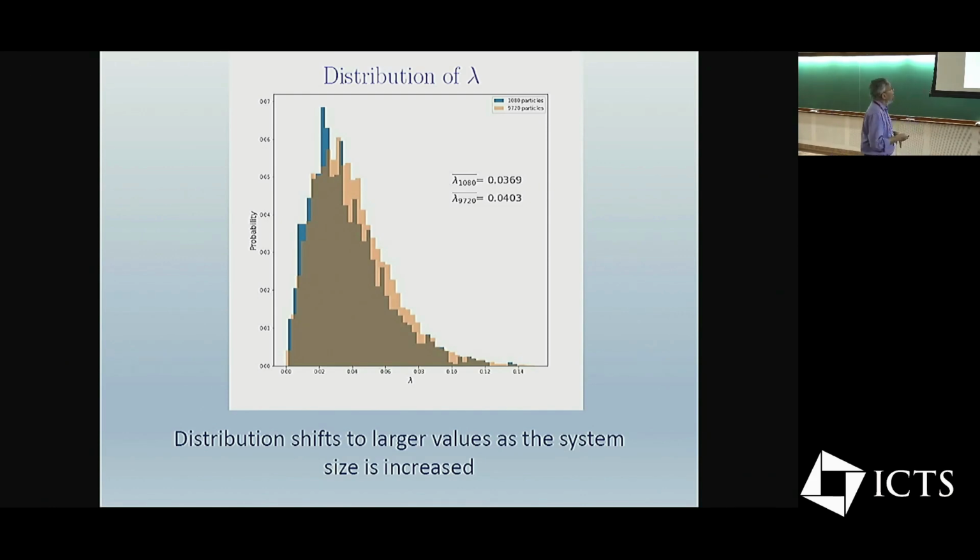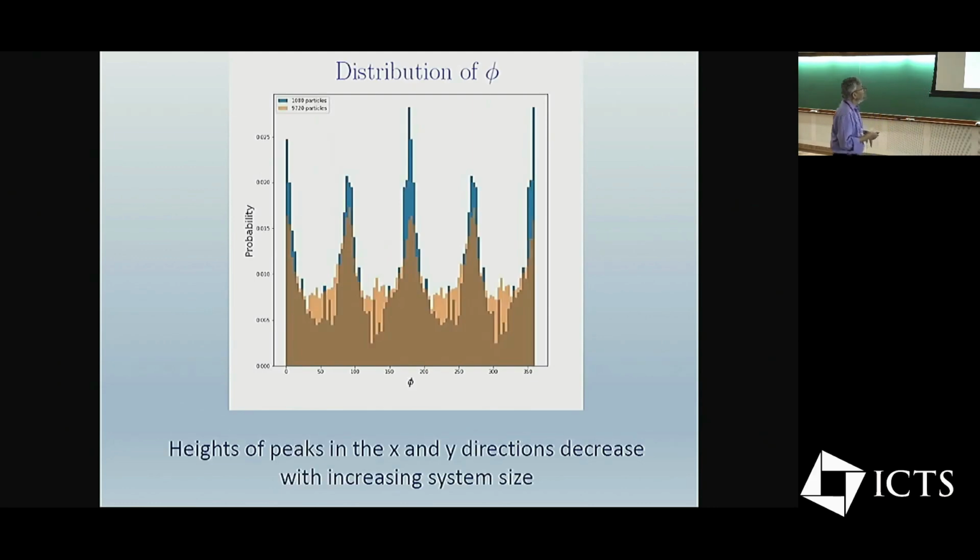But the distribution of the angles looks somewhat different. Again, in the two system sizes, the blue one is for the smaller system size, and this brown one is for the bigger system size. And there is certainly, these peaks are decreasing as you go to bigger and bigger systems. So if this preferred direction is tied to the sample, the boundary conditions that you have used for the sample, then one expects that for large numbers of particles, this kind of dependence will probably not be there.